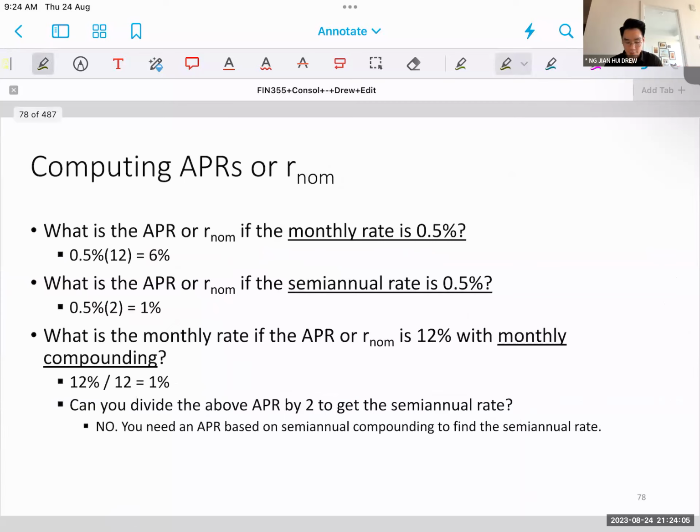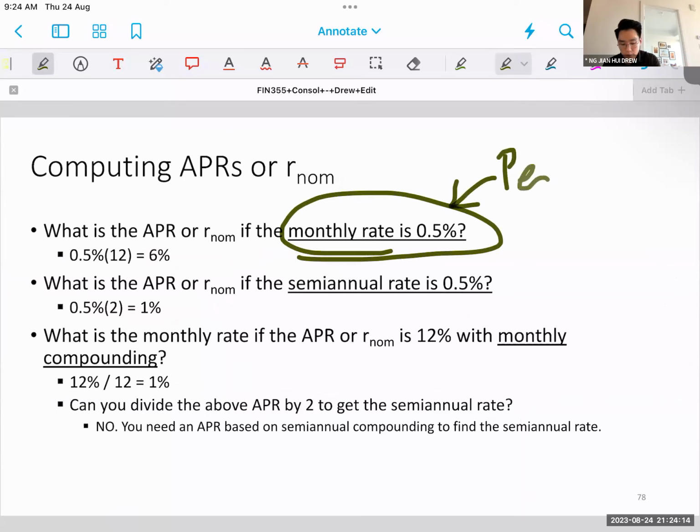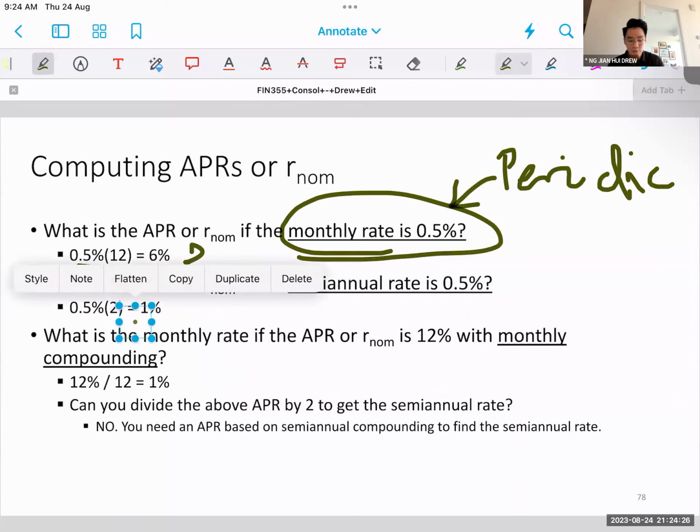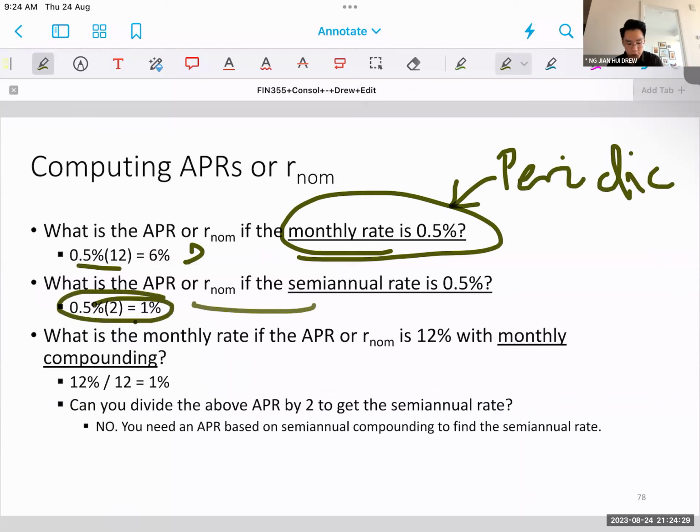Now there are a few questions here, right? What is the APR or nominal rate if the monthly rate is 5? This monthly rate is the periodic rate. If it's the monthly rate, you just times 12, then you get the nominal rate. If it's semi-annual, you times 2 to get the nominal rate here.